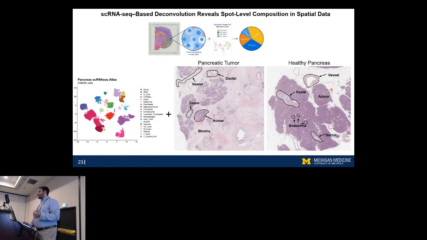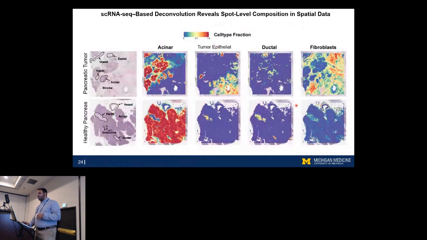On the other side, this is healthy pancreas, mostly acinar cells. We have small areas of ductal areas and stroma. So the deconvolution seems to be working perfectly, in the sense that it's estimating the areas where we expected the presence of acinar cells, and for tumor we have an enrichment for tumor cells, and fibroblasts was expected as well. So we can trust the deconvolution to work.